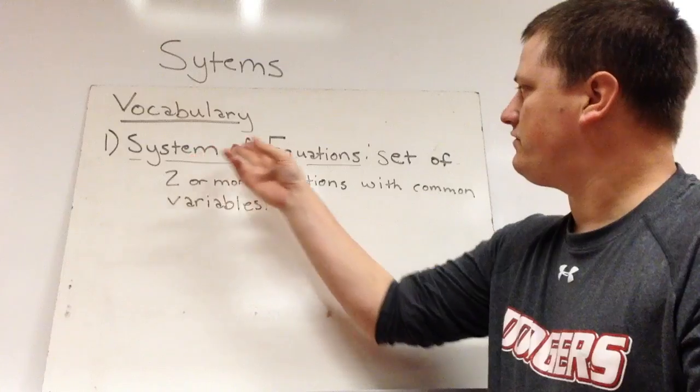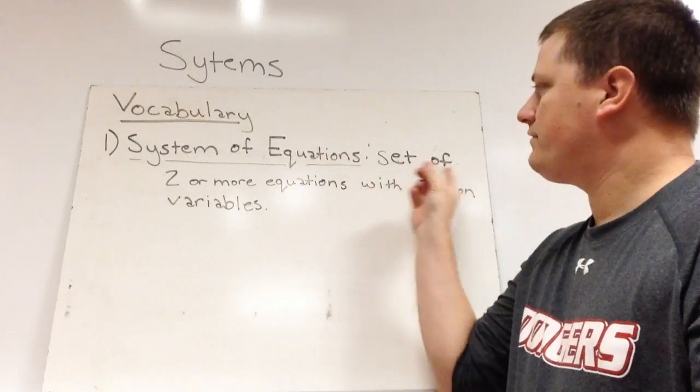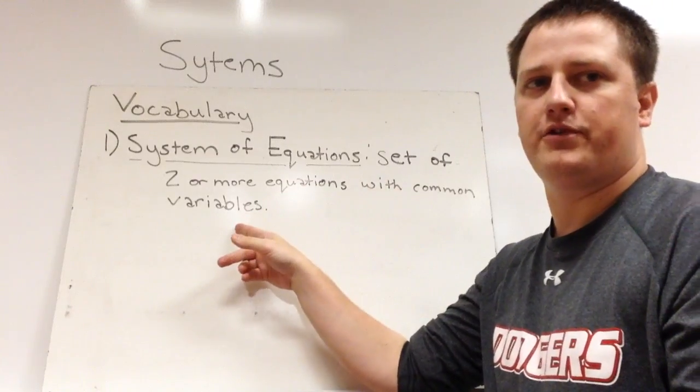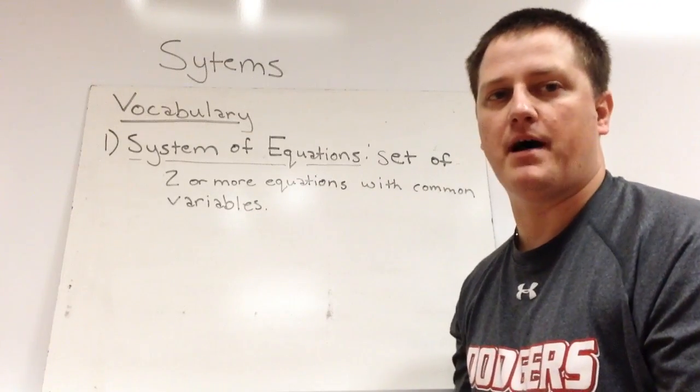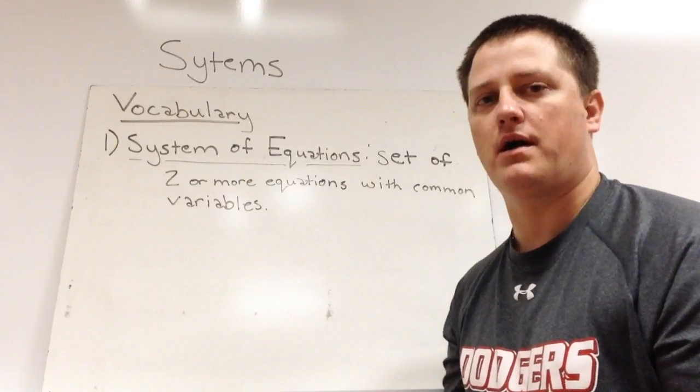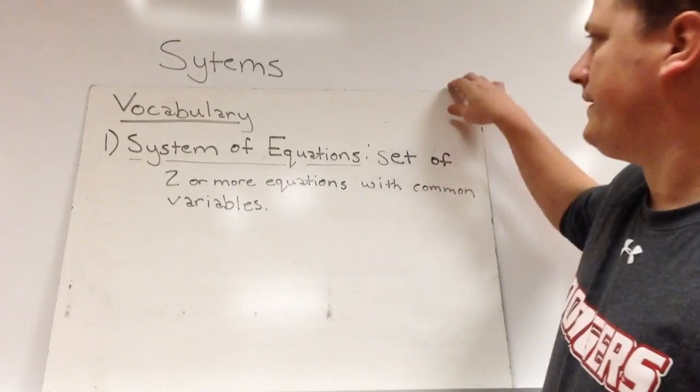Vocabulary is system of equations. A set of two or more equations with common variables, meaning they're going to have the same variables, such as they'll both have x, they'll both have y, or combinations of the two.